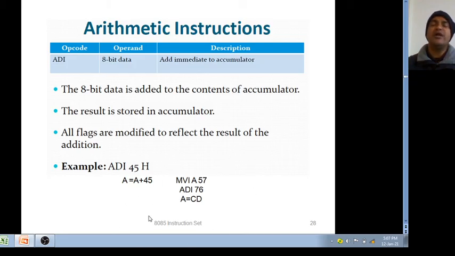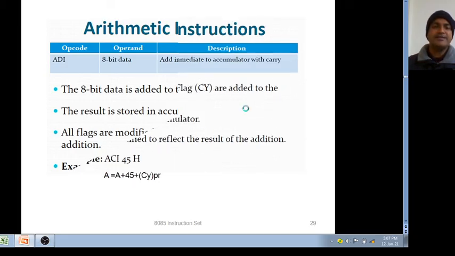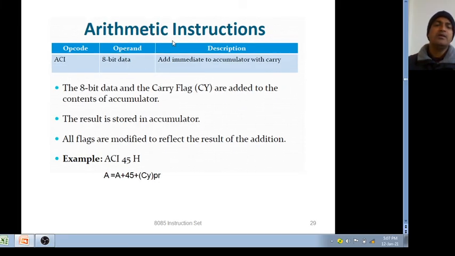When you are adding two 8-bit numbers, again it will give the result in the hexadecimal number system. You have to remember, assembly language programs deal with the hexadecimal number system only. Next, for carry, ACI 8-bit data. It means A equals A plus data plus the previous carry flag. Okay, A equals A plus 45 plus CY previous, ACI 45.